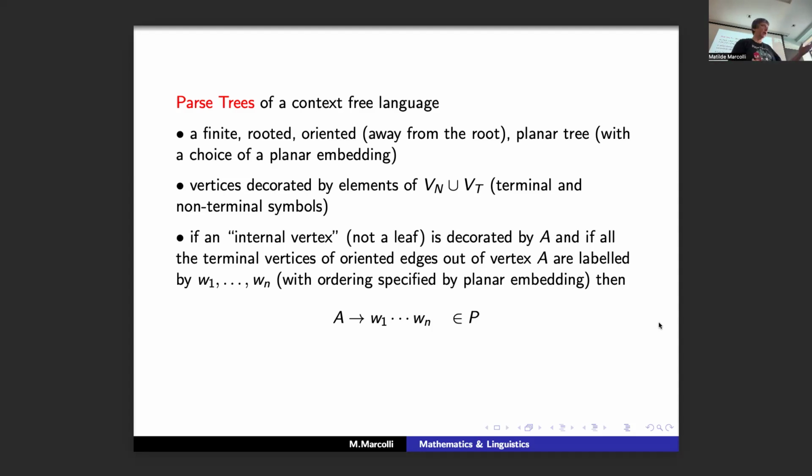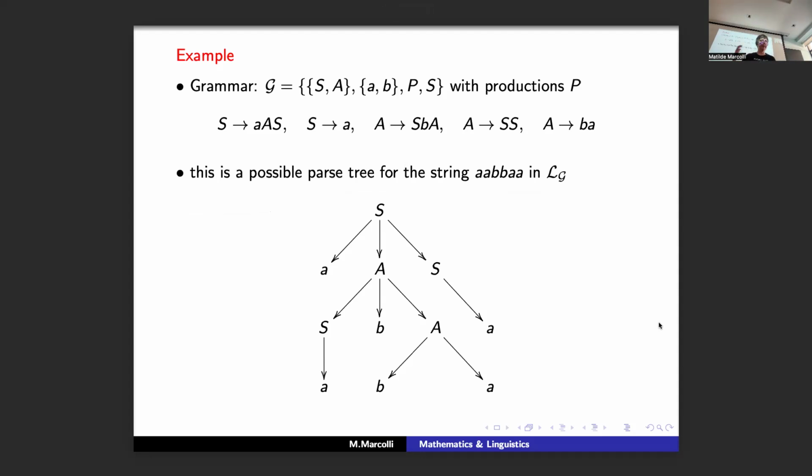It's just that you read off the leaves, the word, so the tree is planar, right? So there is an order in which you can read the leaves, and that gives you the string that is produced by this derivation. This is the same example that I showed before. When you have a production like this, it means you have a vertex that has tree branching, and the nodes underneath are labeled by what you have in the corresponding string, and so on.